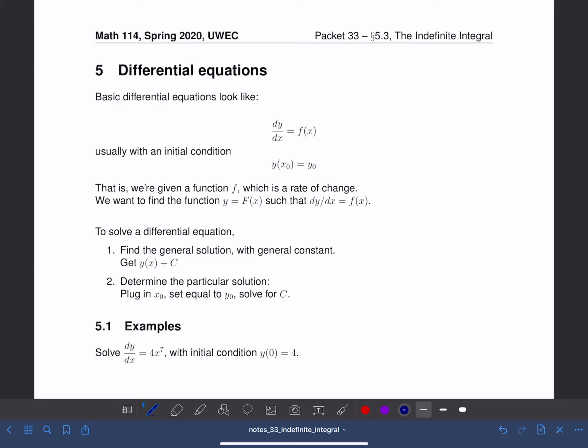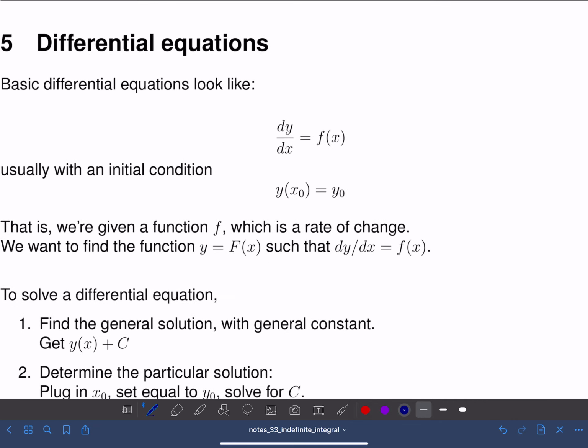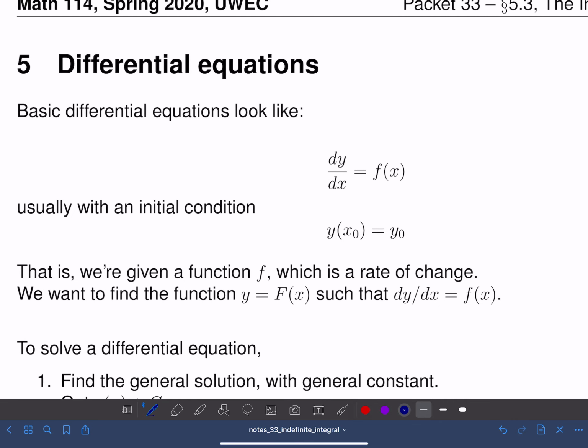I want to talk about differential equations. We do some basic differential equations in this class. We do not do anything where we mix space and time, or any autonomous functions. All of our functions are explicit functions of space when we do differential equations in this class. So we're given this thing.